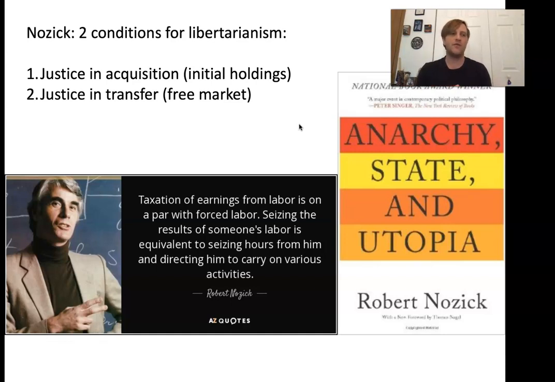Not that you stole them from someone. You didn't just go and beat someone up and take their stuff. So you need justice there. And then you need justice in transfer, the free market.